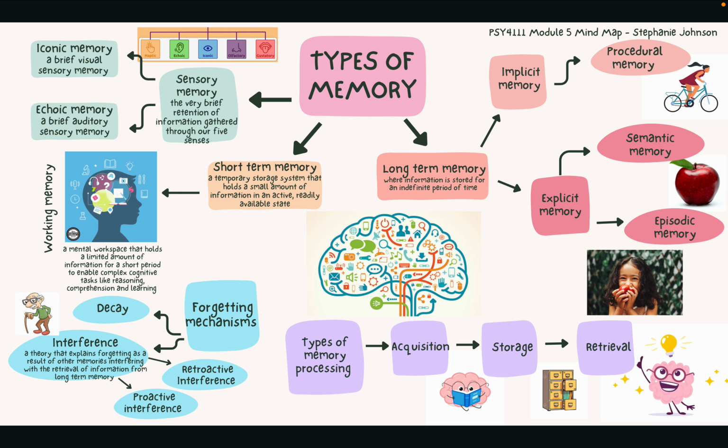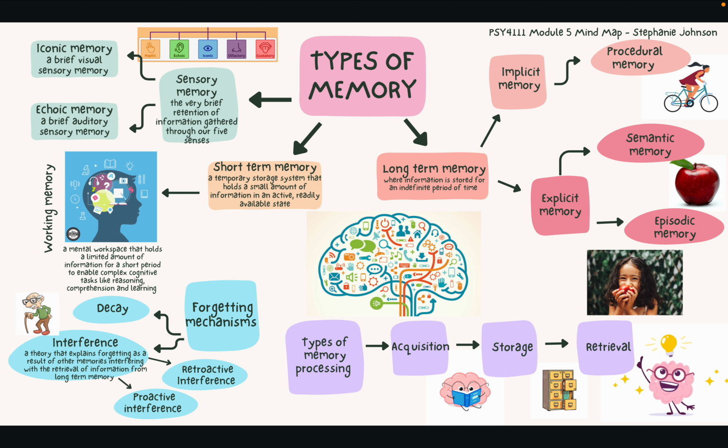So with our long-term memory, there also comes forgetting mechanisms. Decay, for example, is the psychological phenomena that memory just slowly goes as we age. However, this is disputed. There's also interference, which is a theory that explains forgetting as a result of other memories interfering with the retrieval of information from long-term memory. So there's retroactive interference, which is where new memories take over, and proactive interference where there's too many old memories, so it's harder to learn new things.